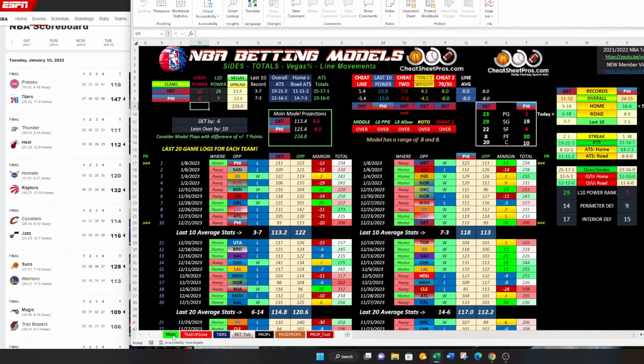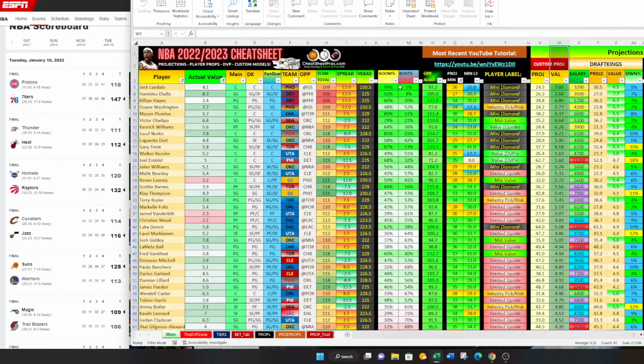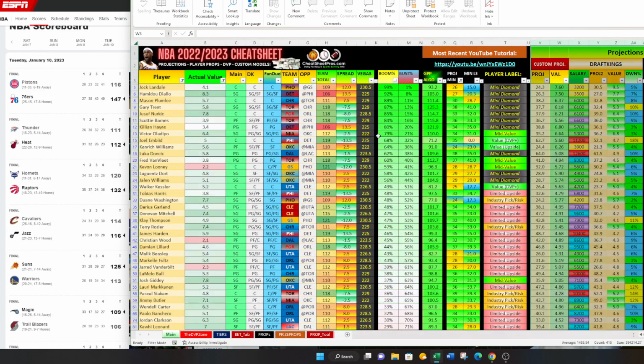Now let's go over here and take a look at the DFS stuff. So I come over here, I look at the boom percentage plays, I sort high to low, and then I look at the minutes, I look at the player labels, which there weren't a ton yesterday, a lot of mini diamonds and then limited upside on here. But you can see they did well. So 4 of the top 5 hit value, and then 9 of the top 13. So not too bad. So that ended up pretty well.